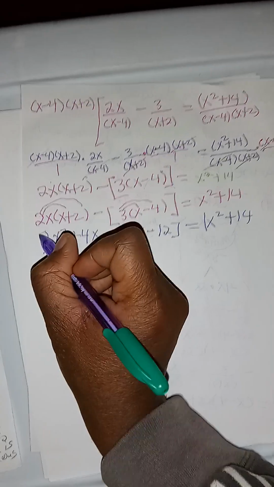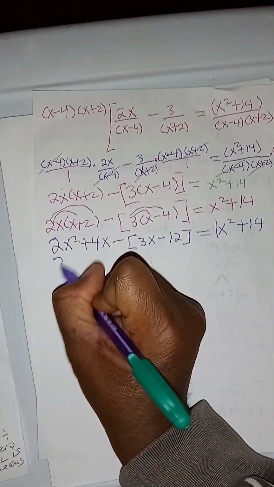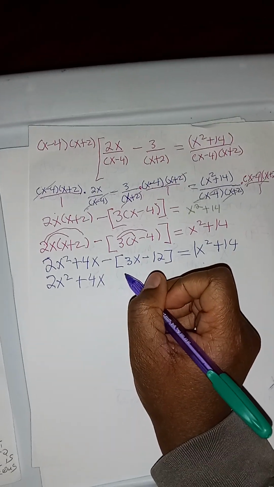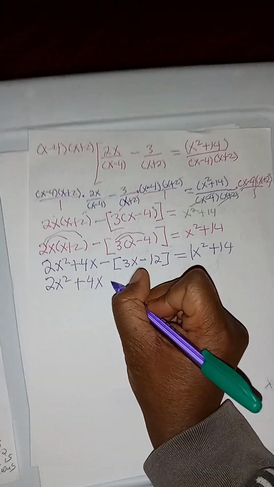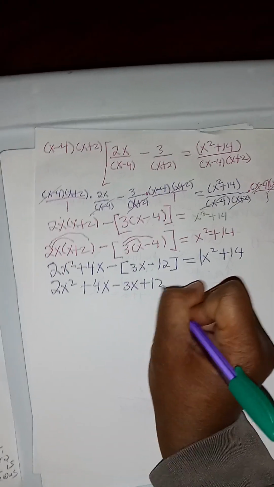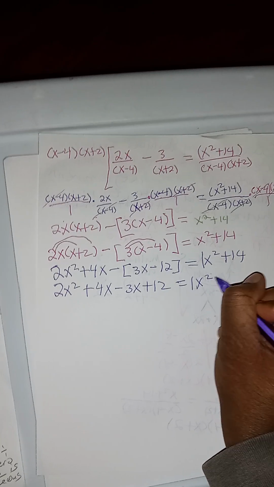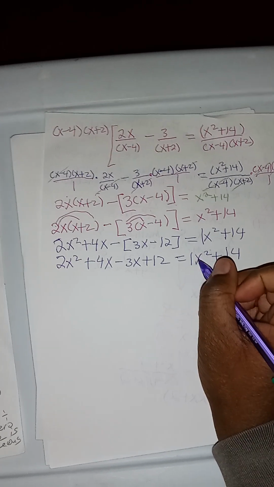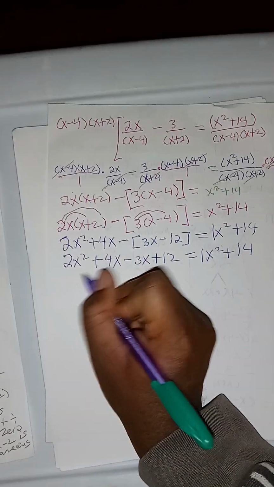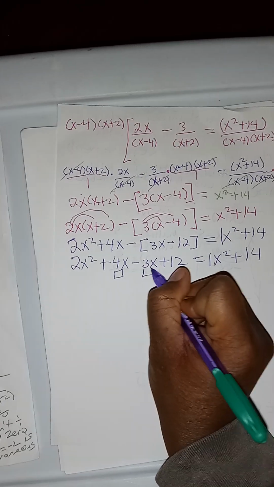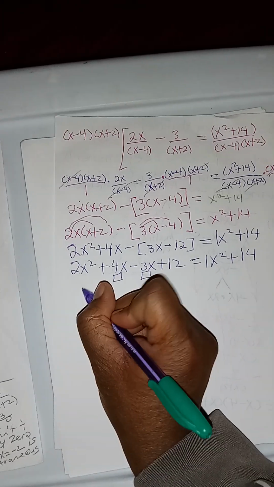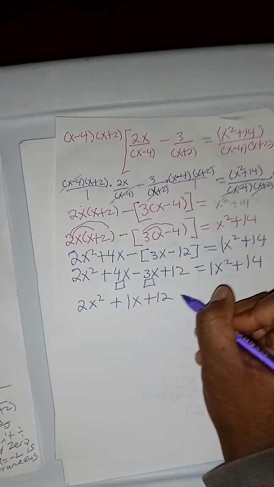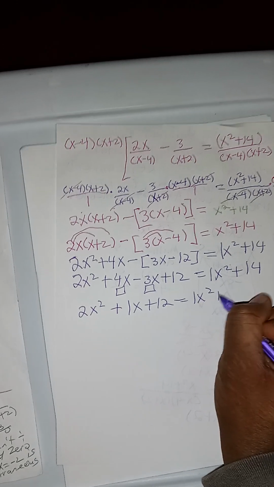Okay, so 2x squared plus 4x, and here we have to flip the signs because we're subtracting 3x and minus 12. So it's going to become minus 3x and plus 12 equal to 1x squared plus 14. So combine these like terms here of 4x minus 3x, and that will become 1x. So 2x squared plus 1x plus 12 is equal to 1x squared plus 14.